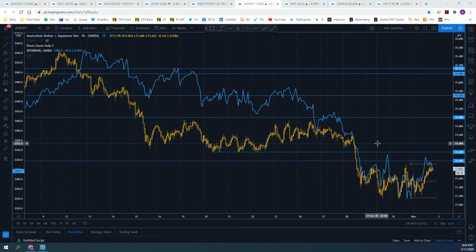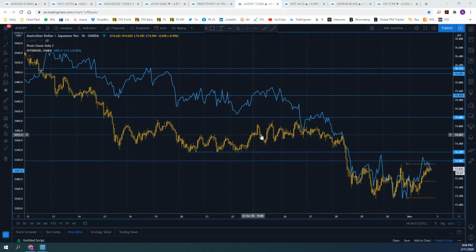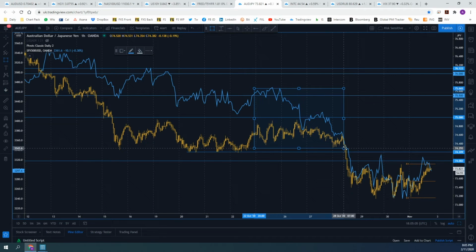Now, the moves they're referring to here is basically what we had a couple of sessions ago, where equity markets, in blue here, we have the S&P 500. We saw equity markets moving down sharply lower, but at that same time, we actually saw just very range-bound moves in a very classic risk proxy, for example, like the Aussie yen. You'd normally expect the Aussie yen to follow equity moves lower, and that just wasn't the case for a couple of sessions in a row. So thanks for the question.